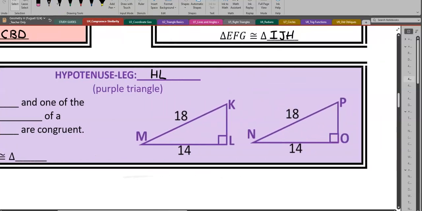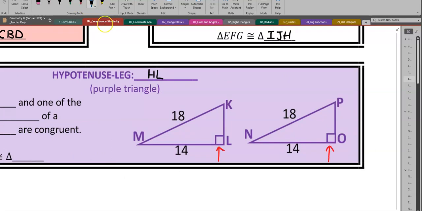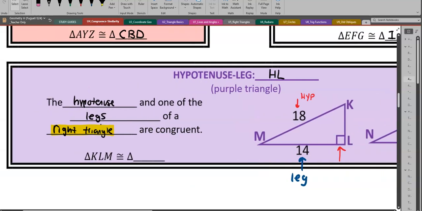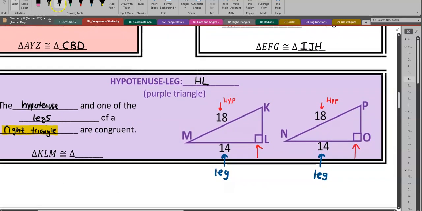That will be congruent. So right here, right away, we're seeing the right angle here and here. We know it's a right triangle. We know that my 14 is going to be my legs, and you can see that I have a pair of legs that are equal. And lastly, we have our 18, which is going to be our hypotenuse. And because those are the same, we know that this is going to work. So our congruent statement here, KLM is the left triangle. The right one would have to be called PON.